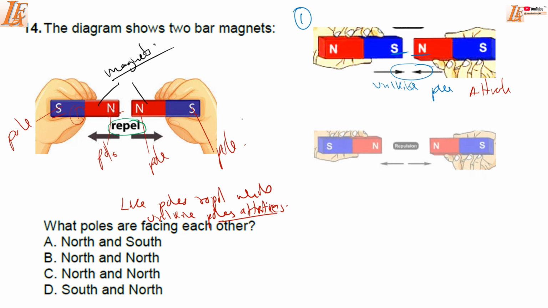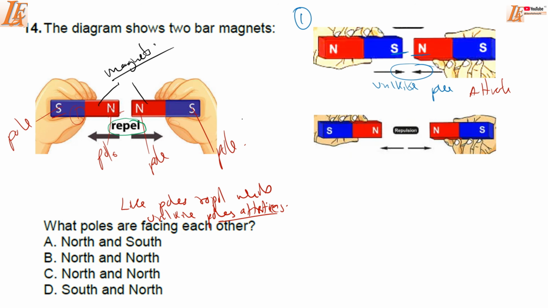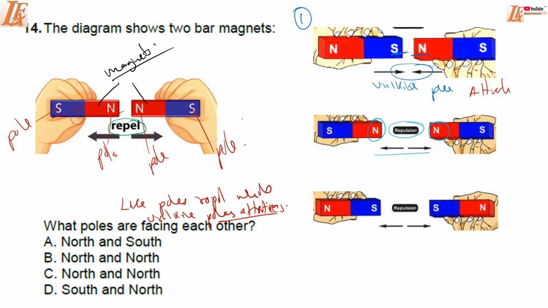And then the second diagram, we have a north pole close to north pole. In this case you can see there's a repulsion, they will move away from each other. Then the third case here, we have south pole and south pole. Since they are like poles, they will repel, and you can see they are moving away from each other. So this one satisfied the law of magnetism, which we say like poles repel while unlike poles attract.